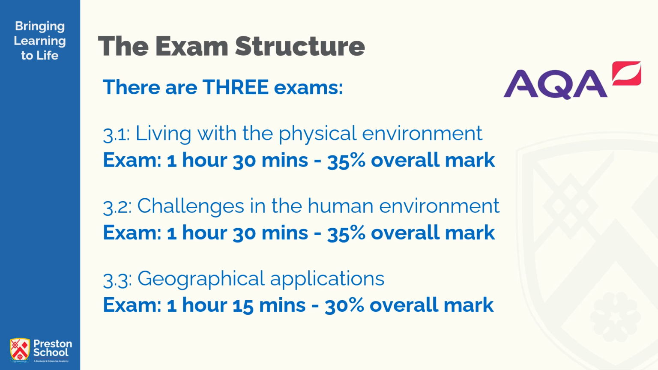The second exam is challenges in the human environment. So that looks at things to do with people and population and the effects that people have on the world. Again, that one is 1 hour and a half and 35% of the overall mark. The final exam is Unit 3, which is geographical applications. That's slightly shorter at 1 hour and 15 minutes and accounts for 30% of the overall mark. But as you can see, it's quite nicely spread out with roughly about 1/3 of the marks available for each of the exams.